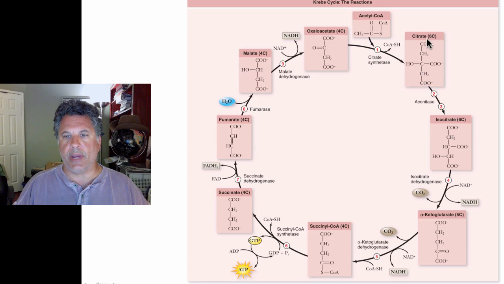And then we have citrate, citric acid, a 6-carbon compound, 1, 2, 3, 4, 5, 6. That is produced by joining the 2-carbon acetate group from acetyl-CoA to oxaloacetate. That now is isomerized into isocitrate, and then that isocitrate begins to be oxidized to alpha-ketoglutarate down here, with the loss of a carbon dioxide and a production of NADH.